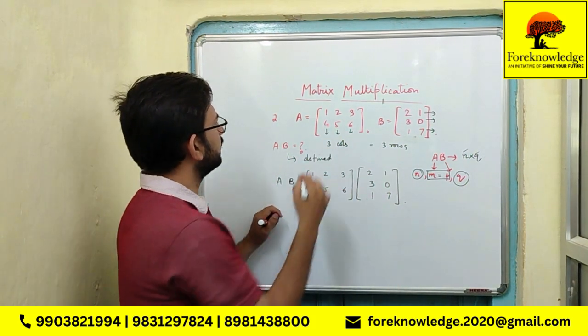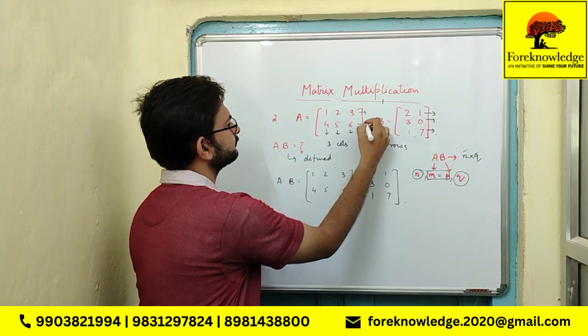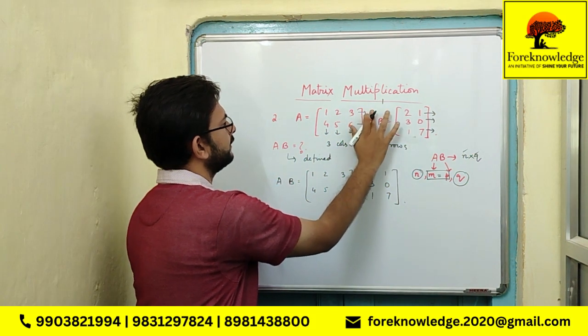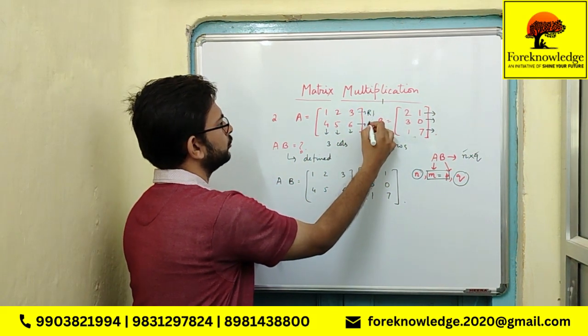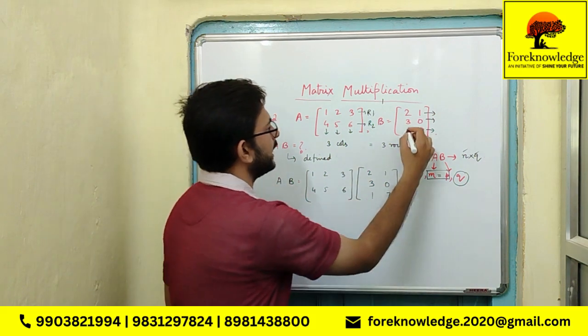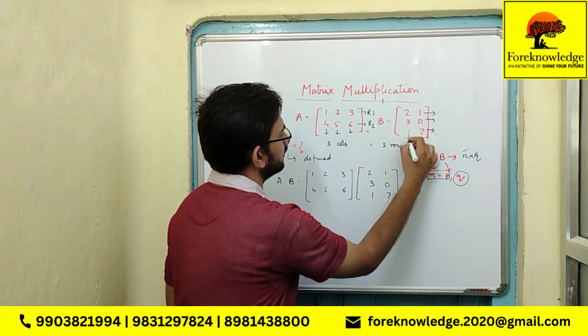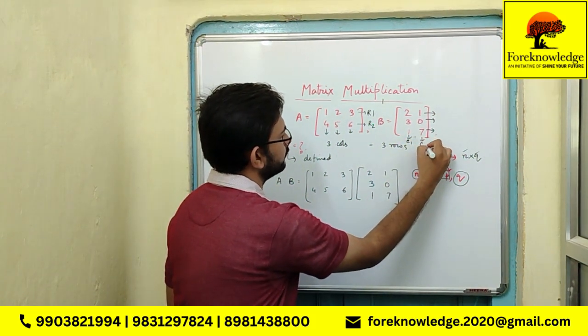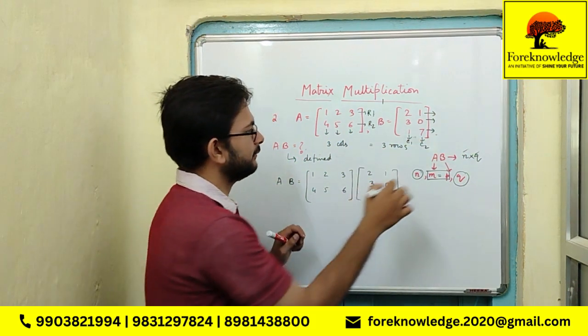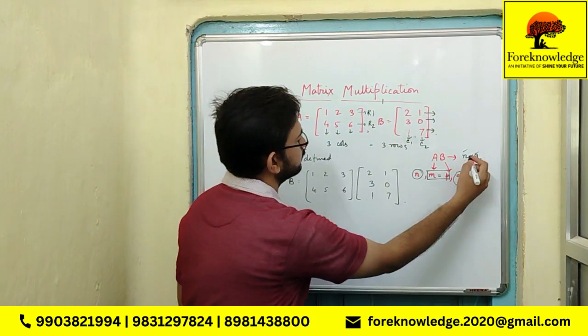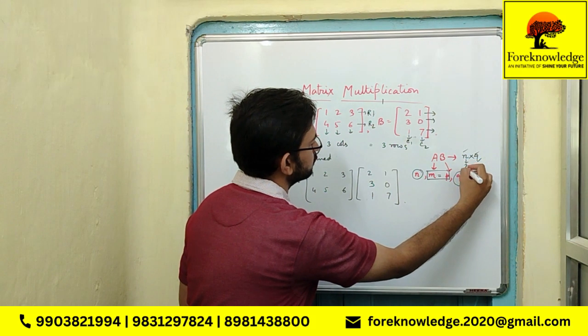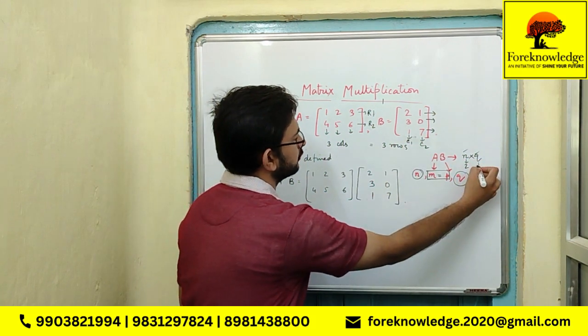Now here A has 2 rows, row 1 and row 2, and B has 2 columns, column 1 and column 2. That means here n is 2 and q is also 2.